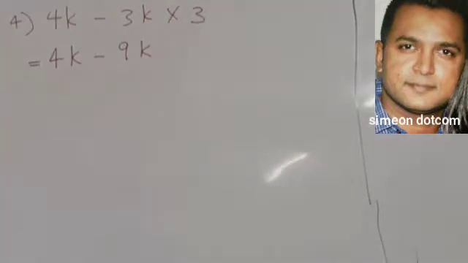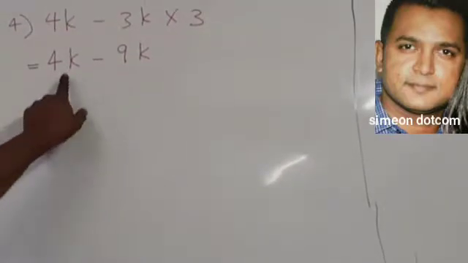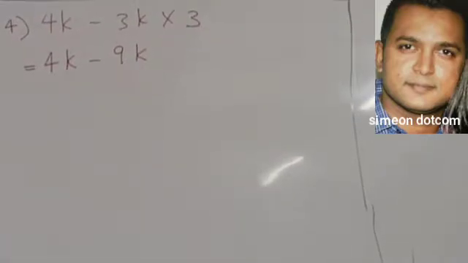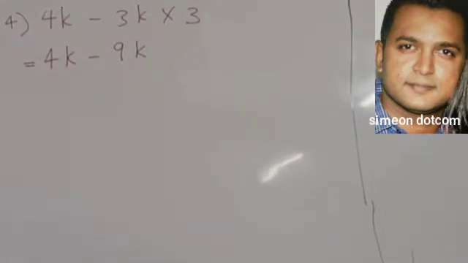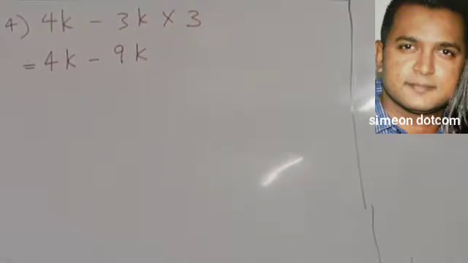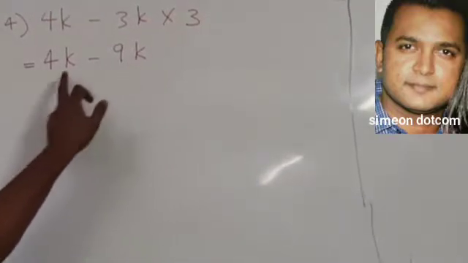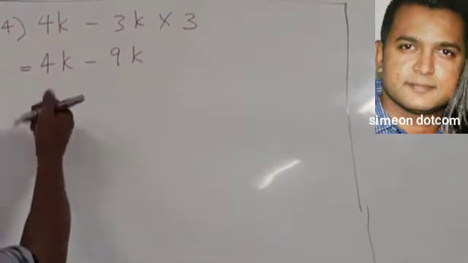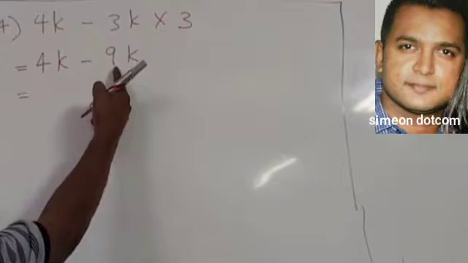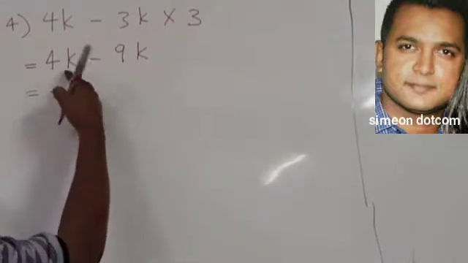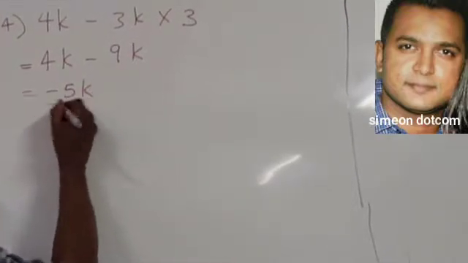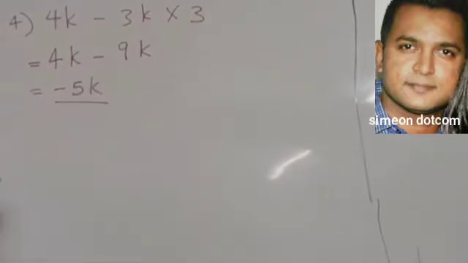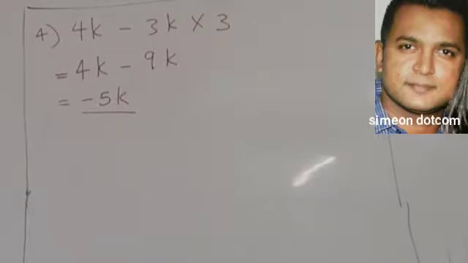Now we come to something where these two terms are similar. It's basically like joining the same amount of apples together, or bananas, or cars. You can see that these two are identical, so we have to bring them together. What we do is say 4 minus 9 is minus 5, and the k stays the same. These k and k, we just join them together and we still call it k.